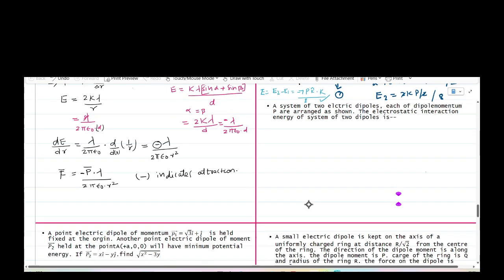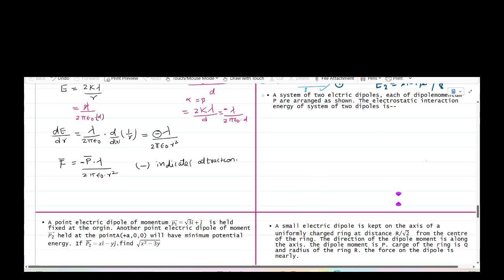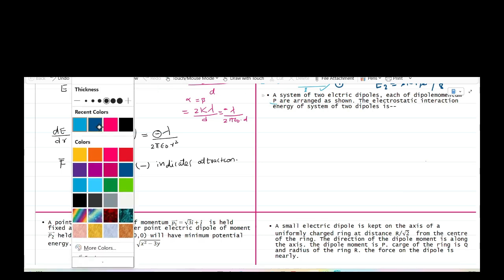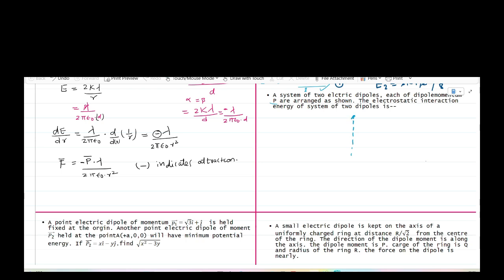Now the next model: a system of two electric dipoles, each of dipole moment P, arranged as shown. Here I am drawing the diagram. This is the y axis, this is the x axis. The dipoles are arranged at a, 0, 0, with one dipole like this, and at minus a, 0, 0, another dipole like this. We need the electrostatic interaction energy.